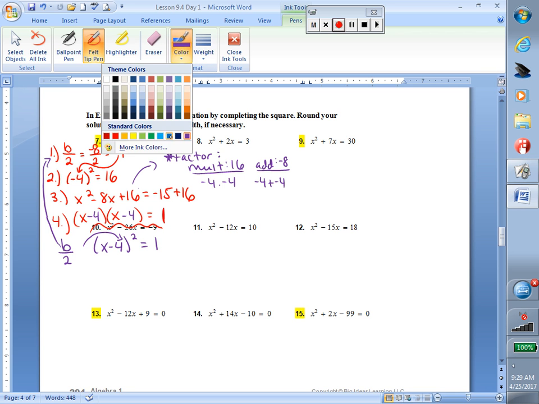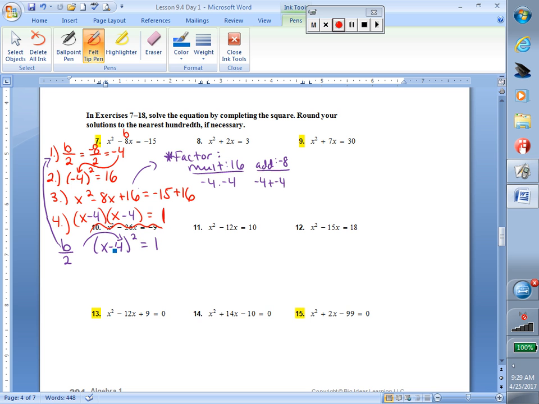Now from here to solve, now we have just an x that's being squared. Now we can take the square root of both sides. We're left with x minus 4 equals, could be positive 1, or it could be -1. So x could equal 5, or x could equal 3. Those are our two solutions.